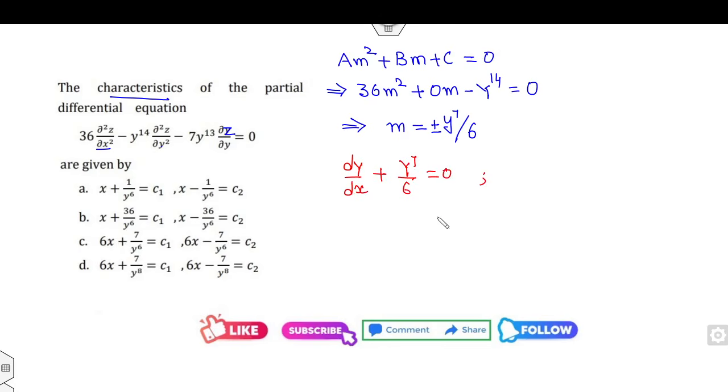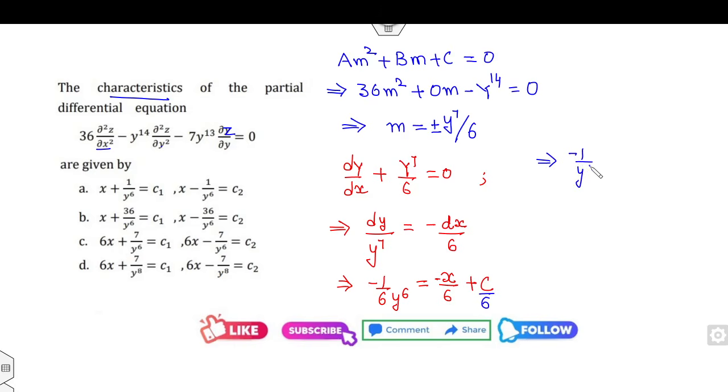And similarly for the negative case. Then how can you solve them? It's dy over y raised to power 7, which is minus dx over 6. Can you solve this? It's a minus 1 over 6 y raised to power 6 is minus x over 6 plus c. That's a constant. So 1 over 6 I can take it as c over 6. So that means minus plus x is my constant. This is one characteristics curve.